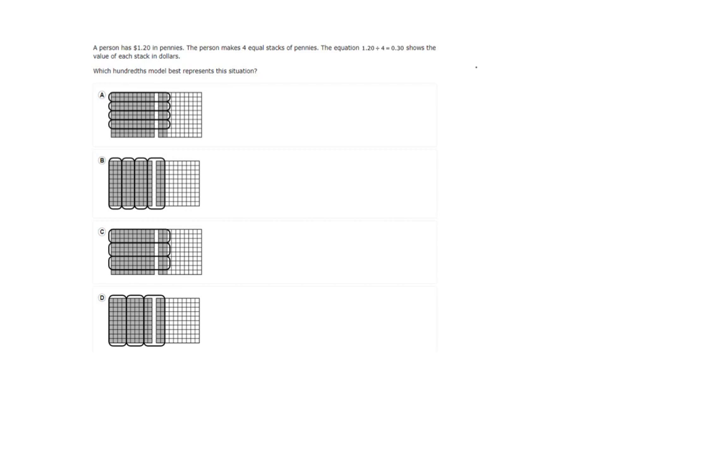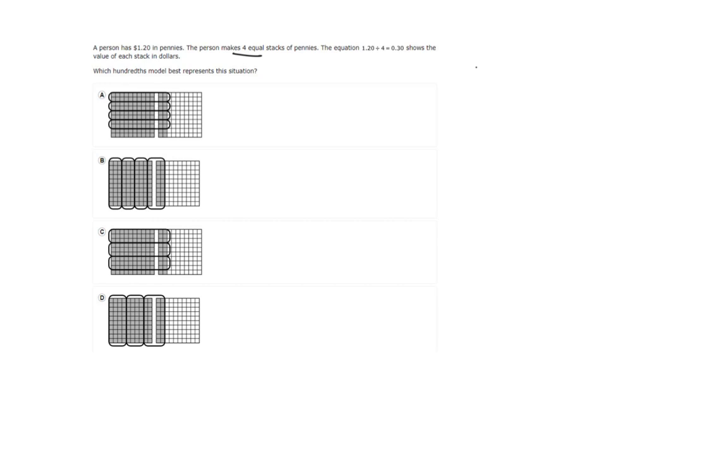The person has $1.20, or 20 cents in pennies. Okay, so I have $1.20 in pennies. This person makes 4 equal stacks of pennies. Okay, so underline 4. The equation 1.20 divided by 4 equals 0.30 shows the value of each stack in dollars. Okay, which hundredths model best represents this situation?